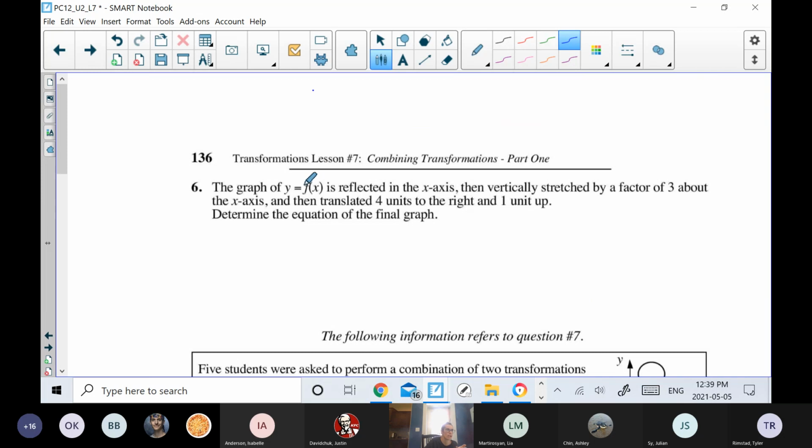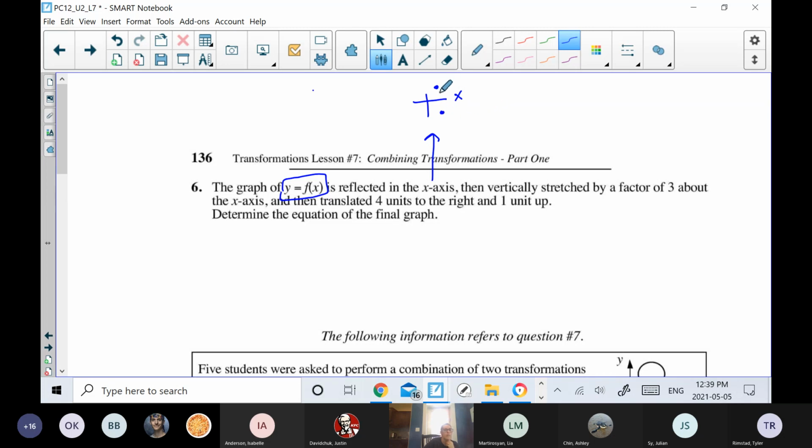They didn't actually give me an equation. If they don't give you an equation, they're just going to give you y is equal to f of x, right? But we're still going to be doing the same things. So what it says is the graph of y is equal to f of x is reflected in the x-axis. Let's figure out what that is. Reflected in the x-axis, this would go down here.